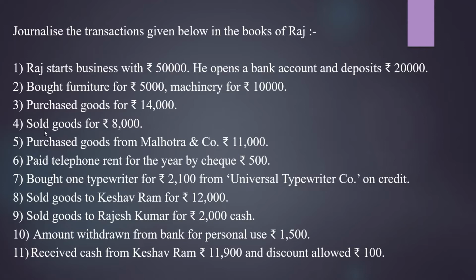The next one, sold goods for rupees 8,000. This is in the form of cash. For that sake, this can be recorded either in receipt voucher or sales voucher. In this case, debit will be cash account and credit will be the sales account. Let's see this particular recording.